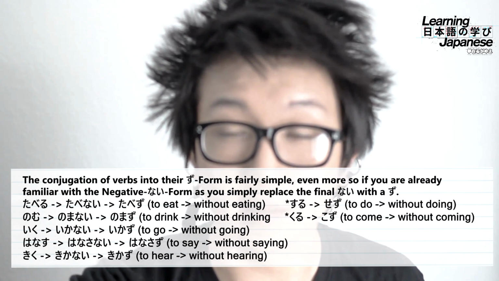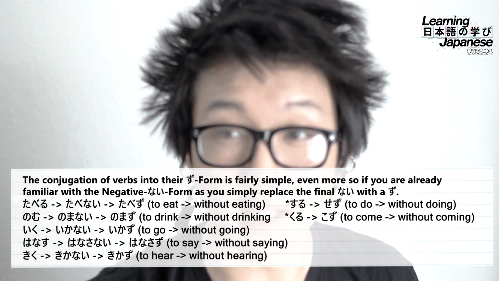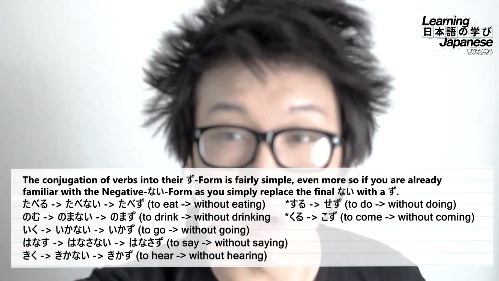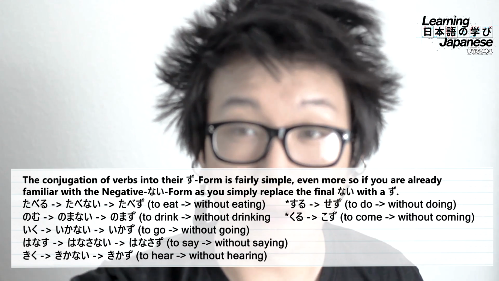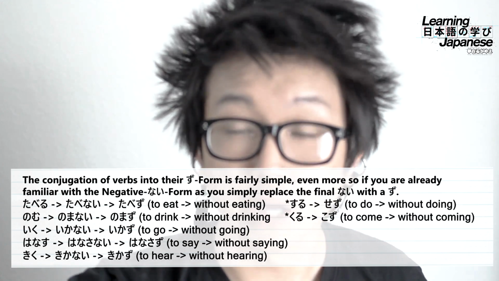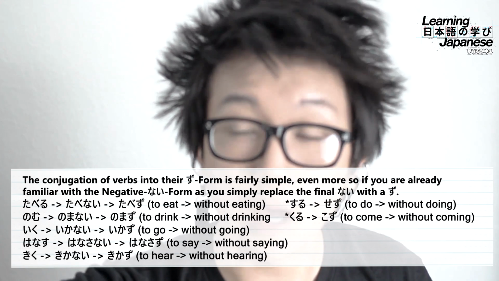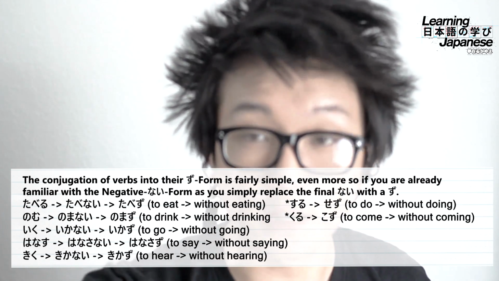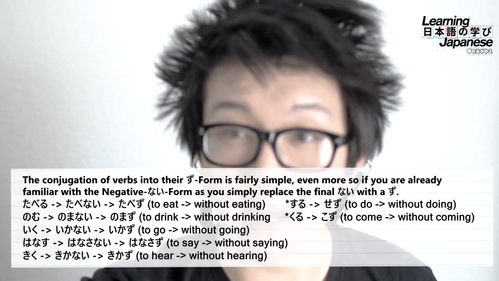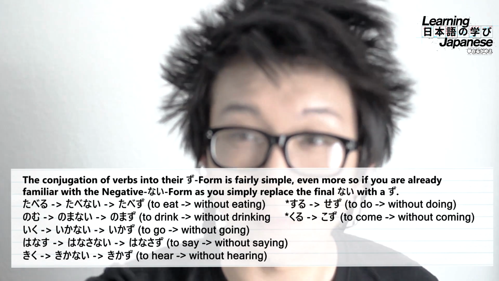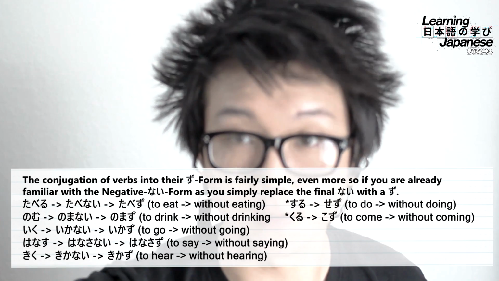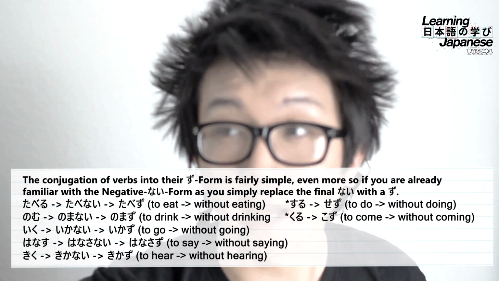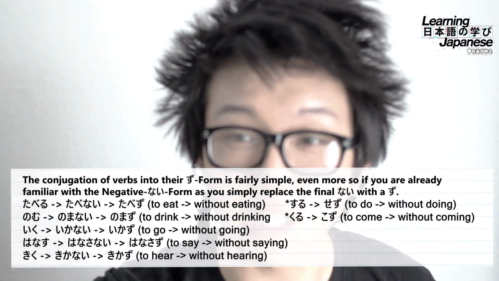We have the verb taberu, which means to eat. The nai form of that is tabenai. Take the nai off, add zu instead, so tabezu. Nomu, to drink. The negative nai form is nomanai, so replace the nai with zu: nomazu. Iku, to go. Negative nai form is ikanai. Then the zu form is just going to be ikazu. Hanasu, to speak, to say. Negative nai form is hanasanai, which means the zu form will be hanasazu. And lastly, kiku, to listen, to hear. Kikanai, kikazu.